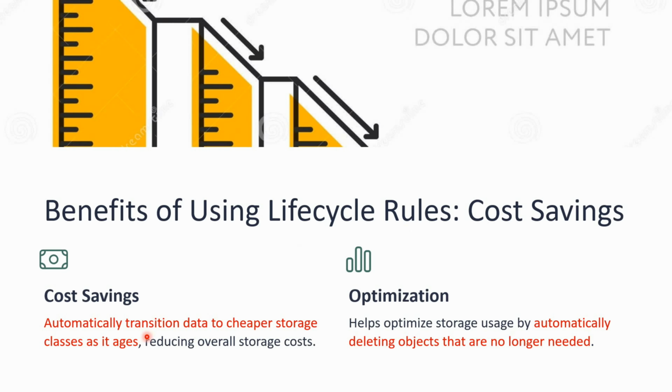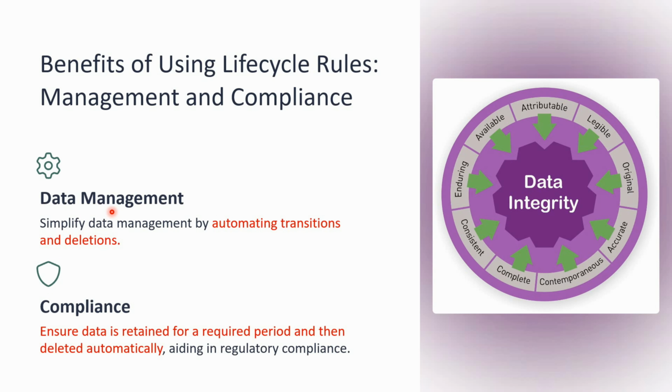Cost saving. Automatically transition data to cheaper storage classes as the data ages, which reduces overall storage cost. Optimization. Helps optimize storage usage by automatically deleting objects that are no longer needed. Data management. Lifecycle rules simplify data management by automating transitions and deletions. Compliance. Lifecycle rules ensure data is retained for the required period, then deleted automatically, aiding in regulatory compliance.